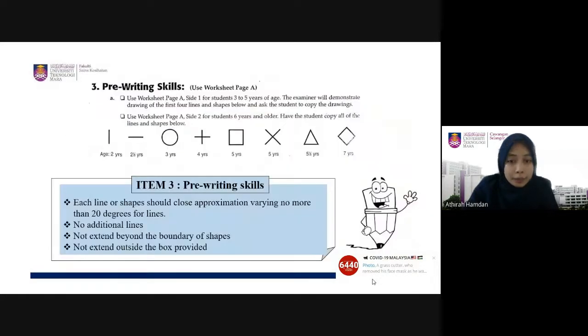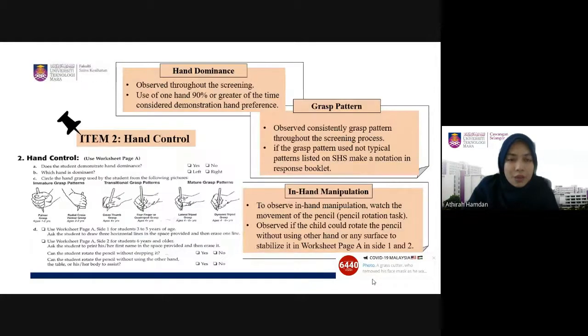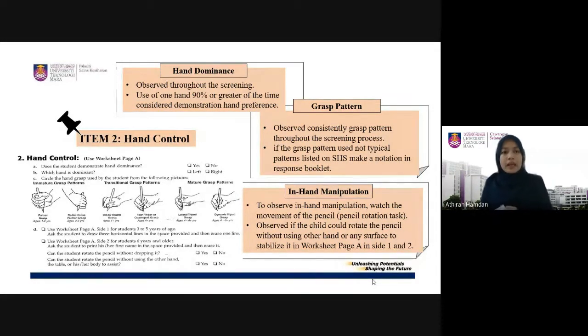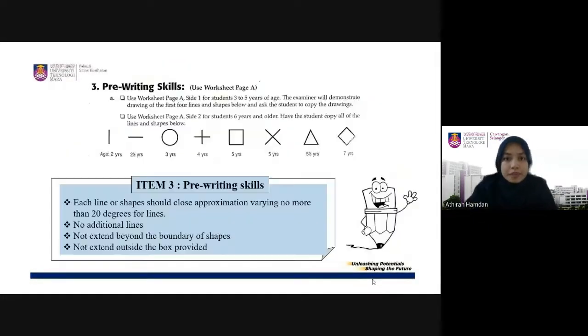For in-hand manipulation, which is pencil rotation task, watch the movement of the pencil and also observe if the child could rotate the pencil without using other hand or any surface to stabilize. Dan ni kita akan gunakan dalam worksheet page A inside 1 and 2. So next, we move to item 3, the pre-writing. Yang ni pun ada dalam worksheet page A.